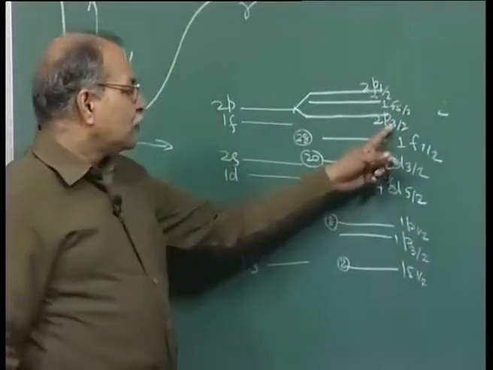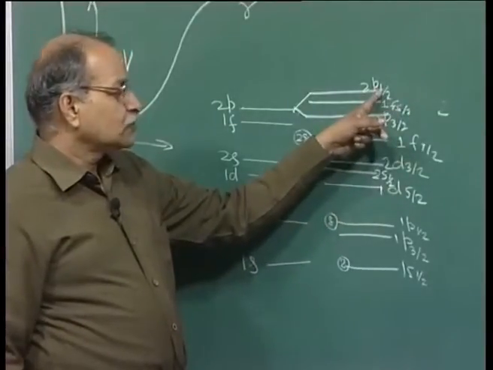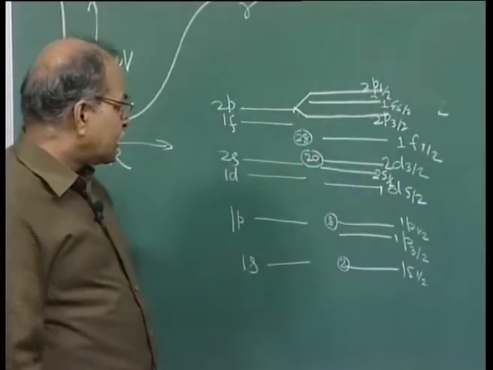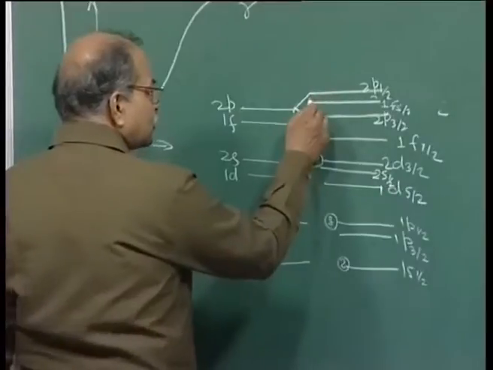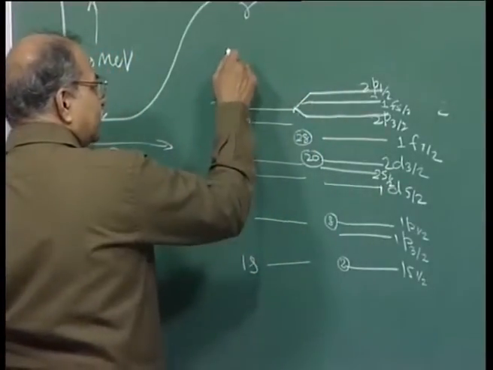How many? 4 plus 6 is 10, and plus 2 is 12. Okay. So this is how much? 12, and 10 will come from 1g.